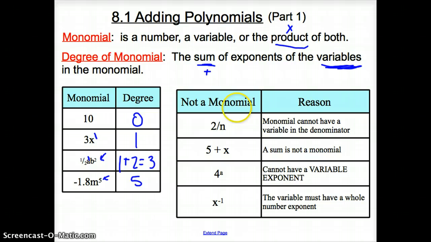Now here are some examples of why it is not a monomial and the reason here to the right. So this guy, 2 over n, can't be a monomial because you cannot have a variable on the bottom of a fraction. Next, we are adding. You cannot add a number and a variable to be a monomial. Guys, be very careful. This is not a monomial, but it is a polynomial. You cannot have a variable exponent, or an exponent of a negative number or a decimal.